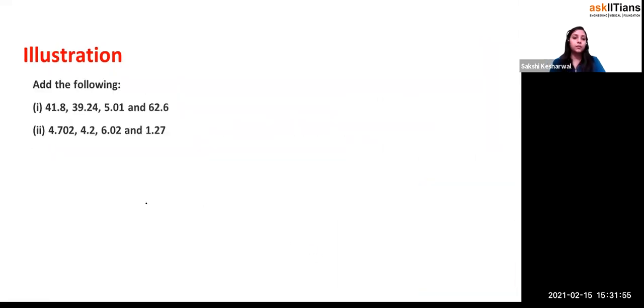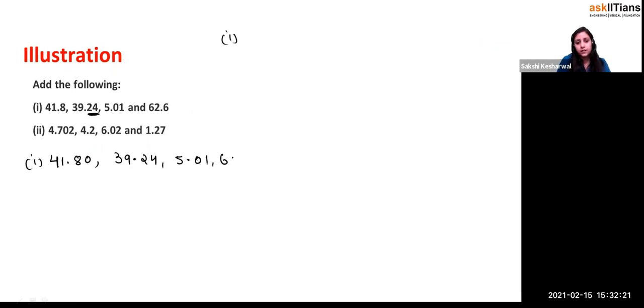Okay. Now let's come to add the following, right? So what you have to do, always convert into what, beta. Let's do the first part. So first I'll write the first part over here. So first you do 41 point. See, this is a maximum. It's going division into 2 parts. So it will be 41.80, 39.24, 5.01 and 62.60, right? Now all of them are like fractions.